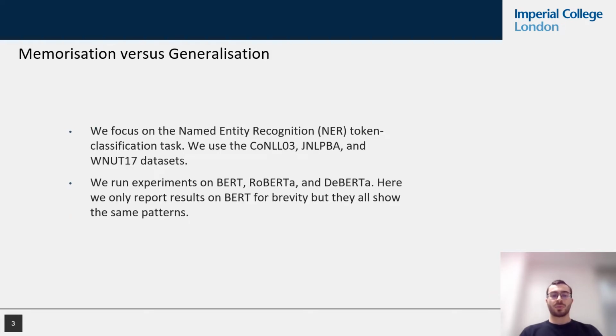Throughout our experiments, we focus on the named entity recognition token classification task. Specifically, we use the CoNLL-03, JNLPBA, and WNUT17 datasets. In terms of studied models, we focus on BERT, as it is the most common and most studied model, but we also validate our claims on other models, such as DistilBERT and RoBERTa. In this presentation, we only report results on BERT for brevity, but all models share the same pattern for all our experiments.